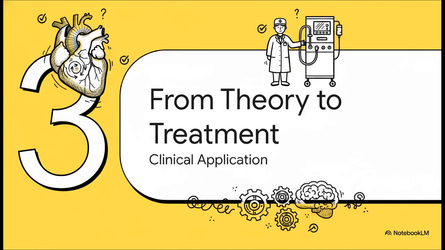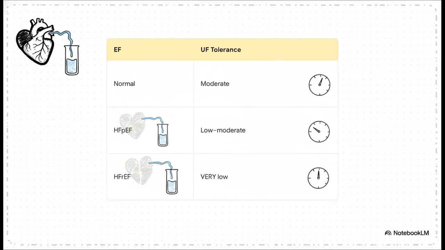Okay, so that's the theory. Let's get practical. How do we take this knowledge about EF and actually use it at the bedside to keep our patients safe? It really starts with a simple, powerful rule. The lower the ejection fraction, the slower you have to go with the ultrafiltration rate. It's that direct. Patients with a normal EF, they can usually handle moderate UF rates just fine. Your HFpEF patients, the stiff ones, are more sensitive, so they need low to moderate rates. But your HFrEF patients, the weak pumps, they have almost no tolerance. You have to use very low UF rates to keep them from crashing.